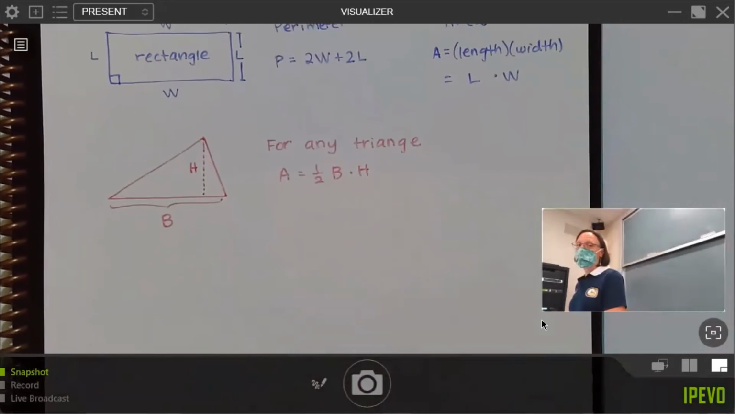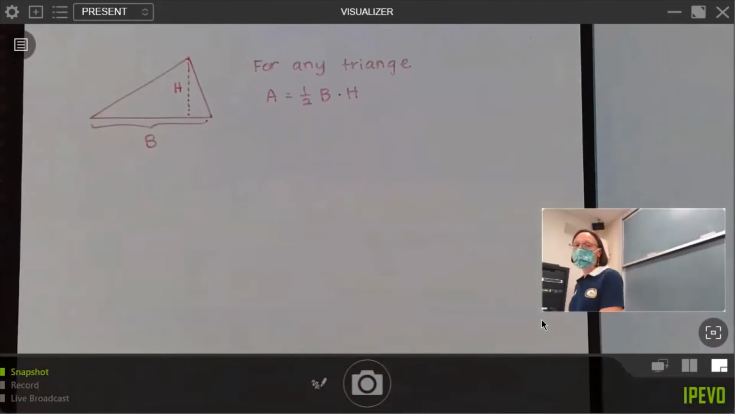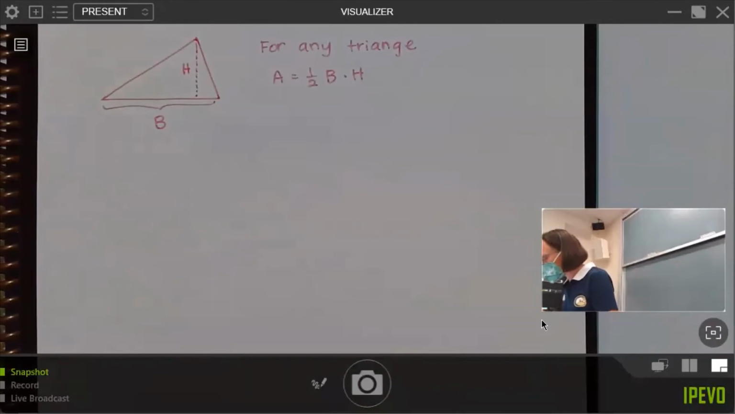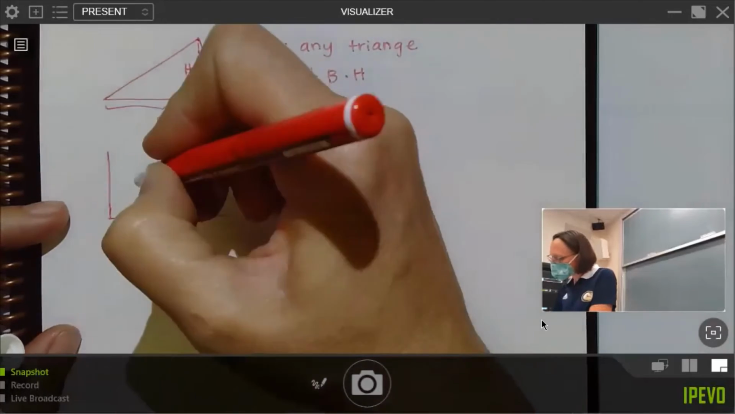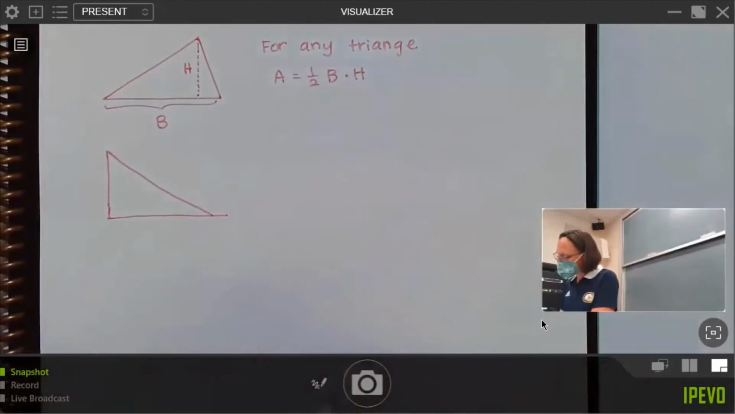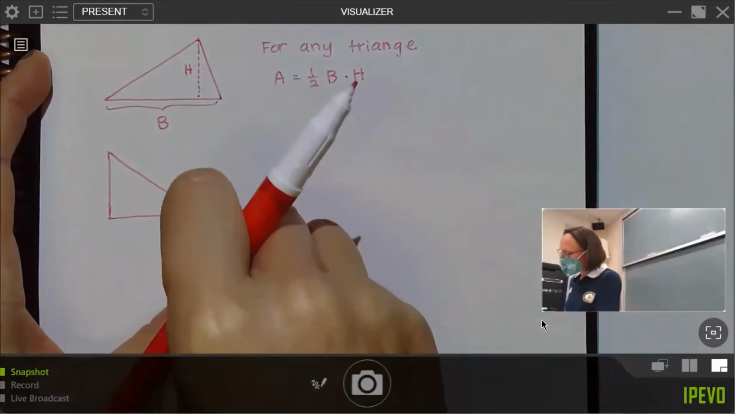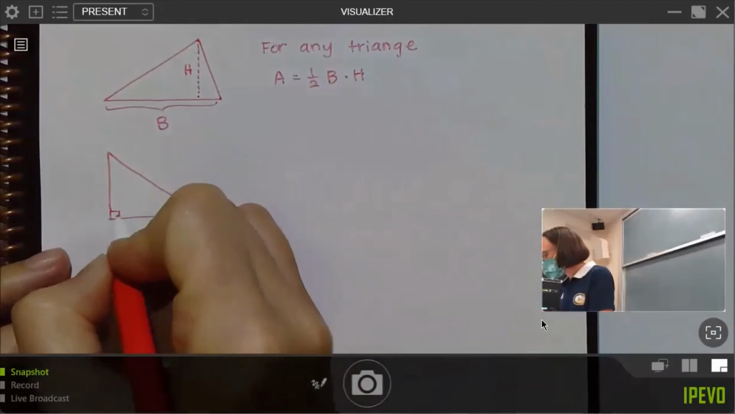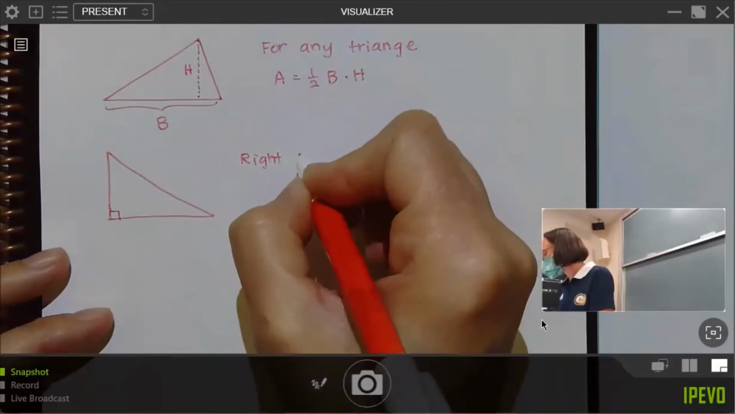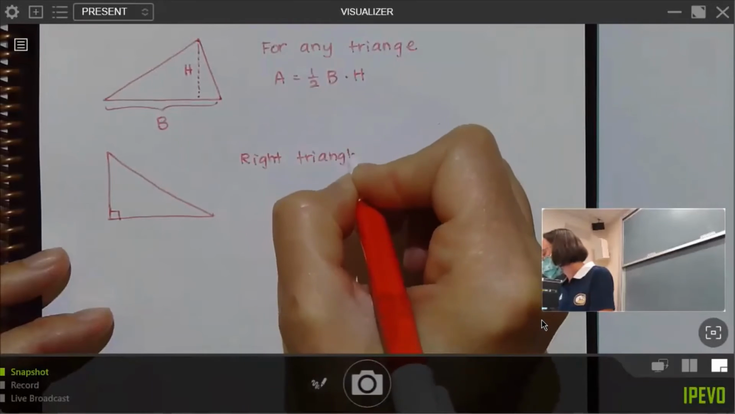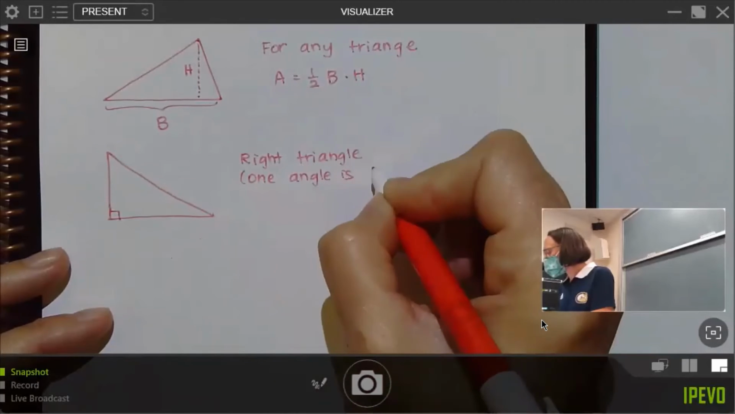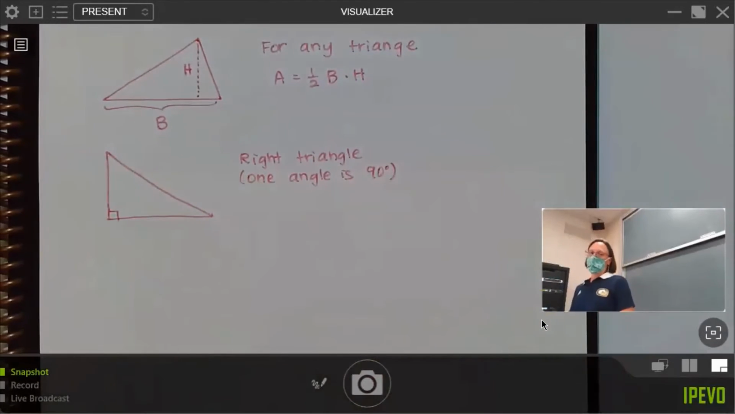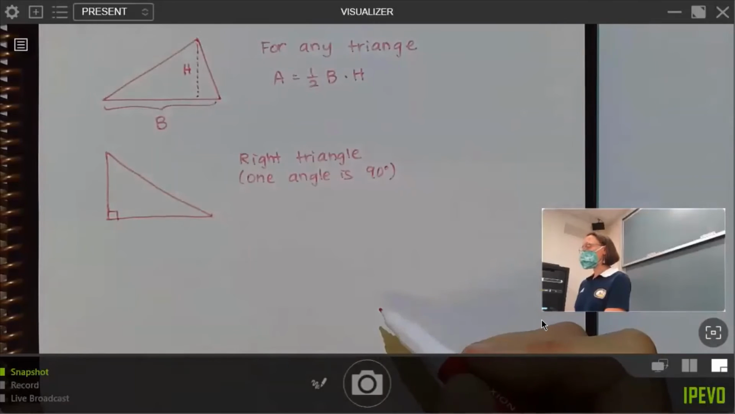But we also have some formulas particular to specific types of triangles. And I would say that for now, the one that it's important to know, just because it shows up a lot, is when we have a right triangle, magic of erasable pens. For a right triangle, which means one angle is 90 degrees, the same thing stands. That area is still 1/2 base times height.